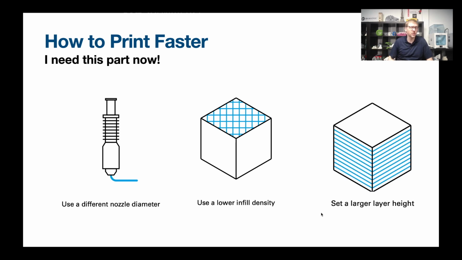And then you can set a larger layer height. Going back to the nozzle size, you can go up to about 3/4 of your nozzle diameter. So that's going to have a big impact on your print time. Thicker layers means shorter print time. It also means more visible layers, of course, but that's the trade-off.